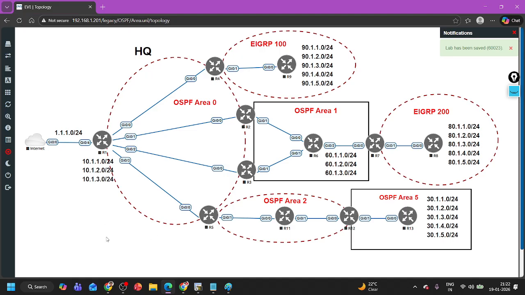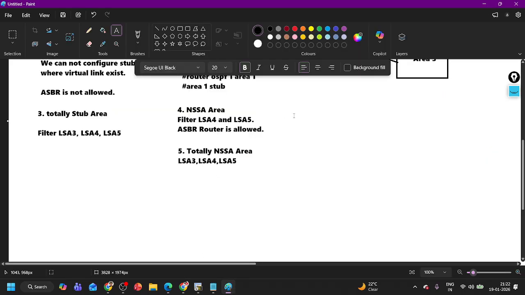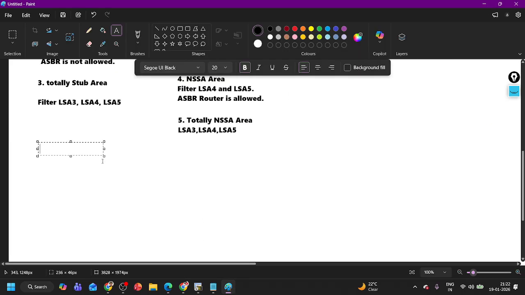Now I am going to discuss network types here. Before network type, one thing: if a router learns any prefix with the help of a router LSA, then it will install it with symbol O. Any prefix in the form of LSA 3 will be installed with symbol OIA. Any prefix in the form of LSA 5 will be installed with E1 or E2. Any prefix learned in the form of LSA 7 will be installed with N1 or N2.